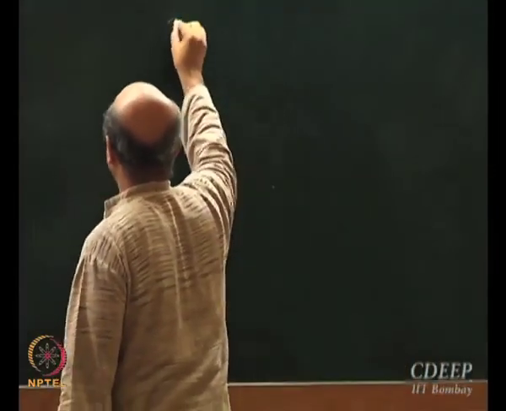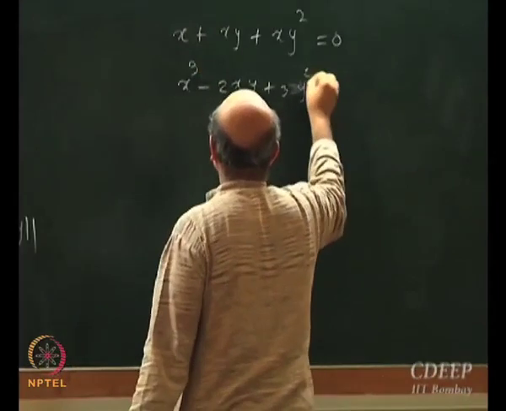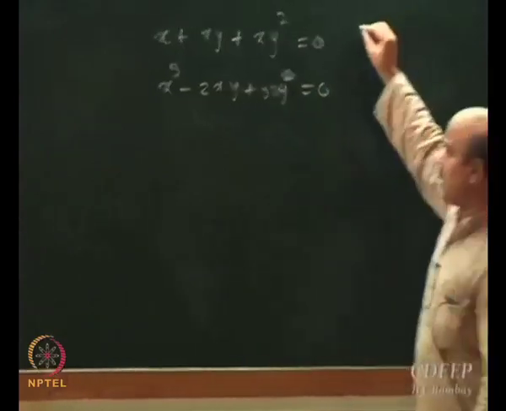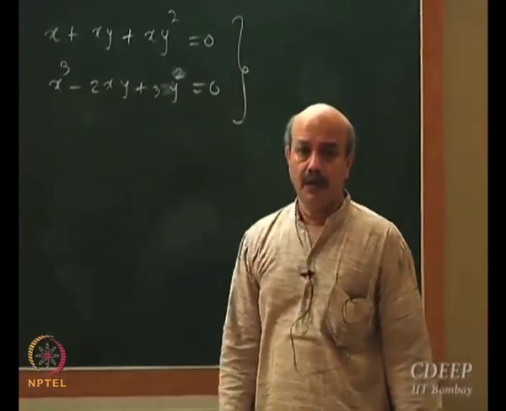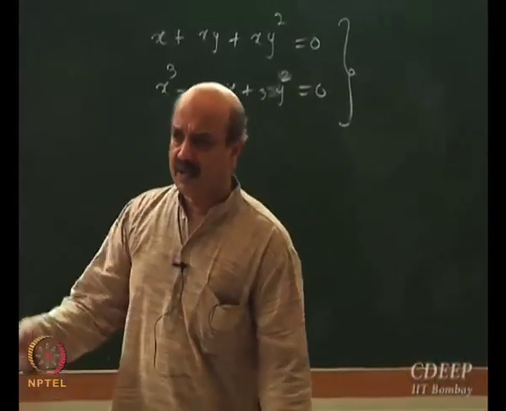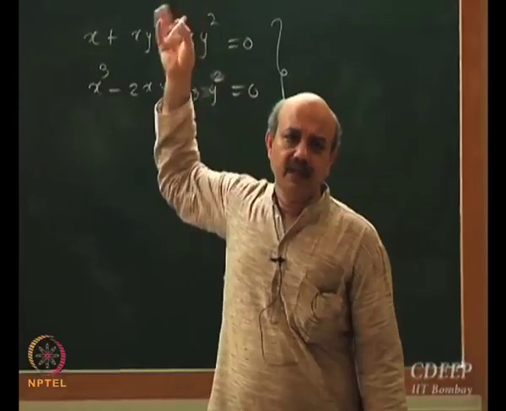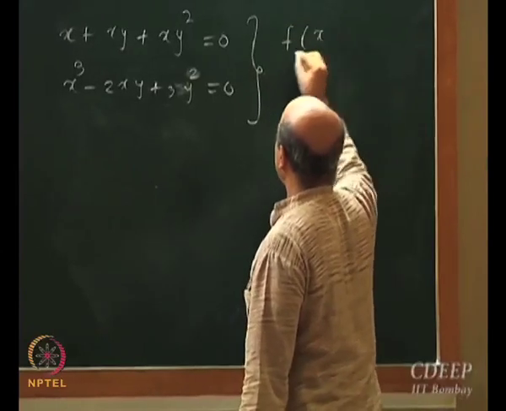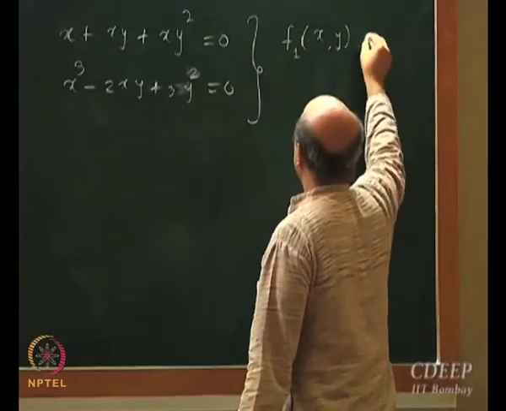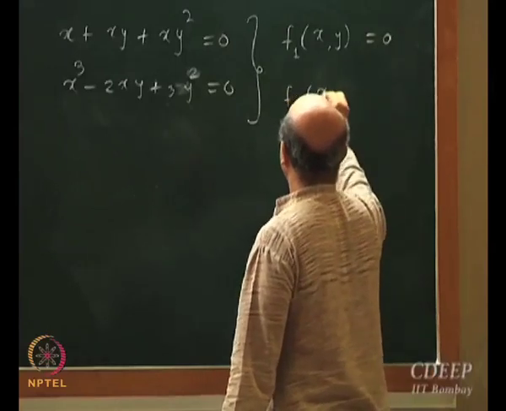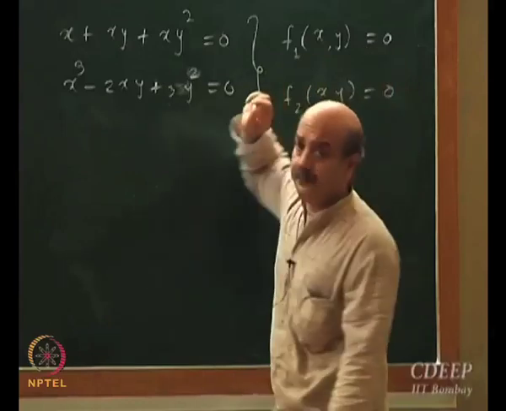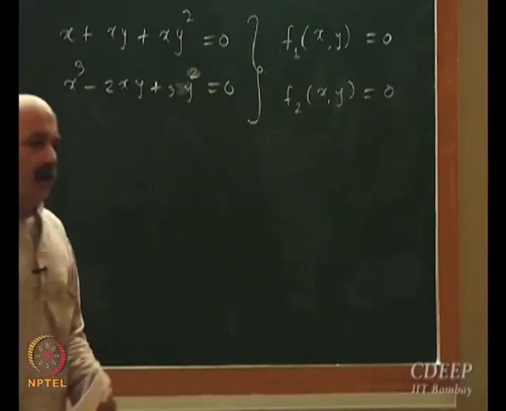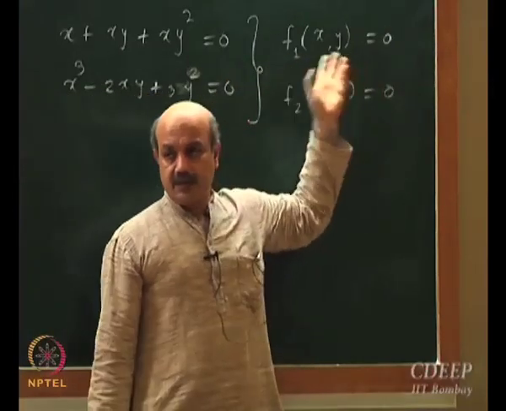Let's say I want to solve this equation. These two are coupled equations, and I want to solve them simultaneously. I'm writing this kind of problem in abstract form. Very often we encounter these kinds of problems. I'm going to write this in abstract way as function 1 of x, y is equal to 0 and function 2 of x, y is equal to 0. There are two functions, F1(x, y) equal to 0, F2(x, y) equal to 0.